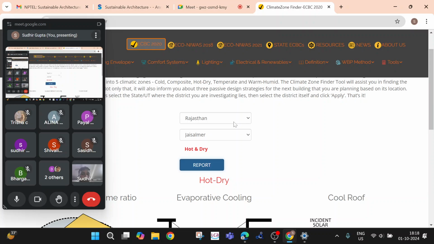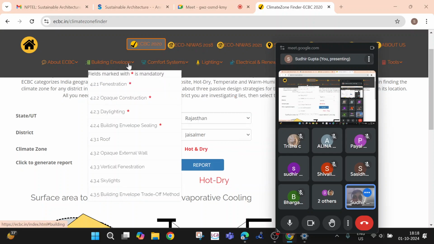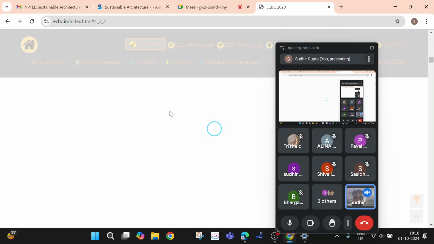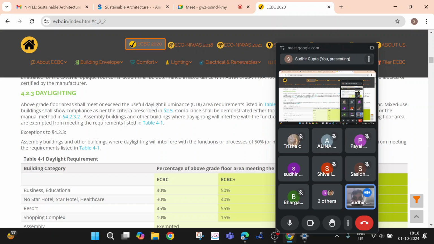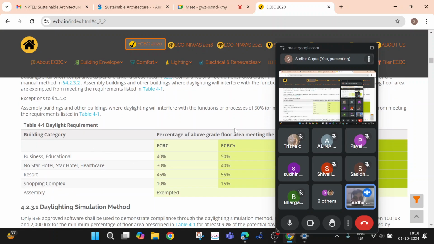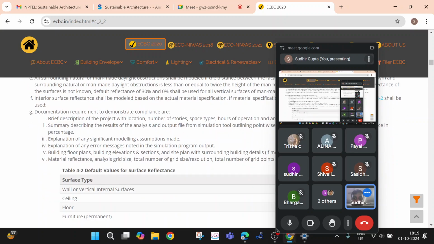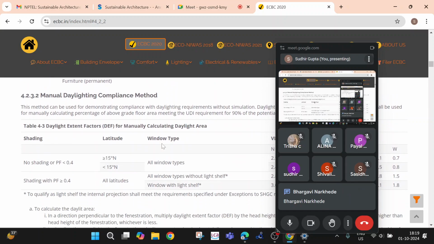Yes, sir. Similarly, you can put in some other state or some other region of your country. Through this you can find what would be the design strategy for that area or region, and you can explore more about this ECBC climate zone finder. You can go into different subsections and note down the different standards. Like if I am clicking on the opaque construction material, then again it is showing what should be the value, or what grade should be used for the construction of this material. All the information has been mentioned here that you can go through in detail.